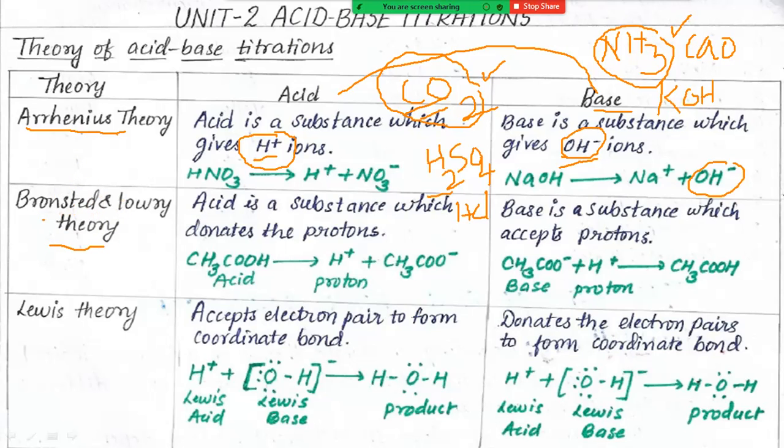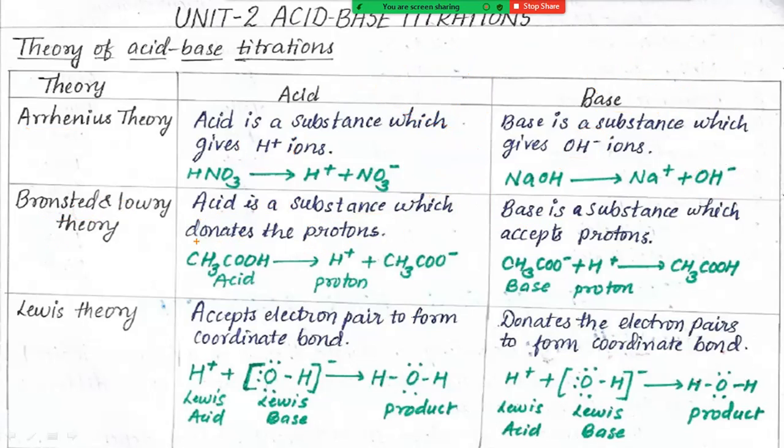Bronsted is a scientist who explained acids and bases based on protons, right? If a substance is donating protons, then it is called an acid. Here we have an example: acetic acid, which is generally a weak acid. Why? Because acetic acid releases H plus ions, that means protons are released, along with acetate ions. Due to the donating of protons, acetic acid is called a Bronsted acid. In the same way, base.